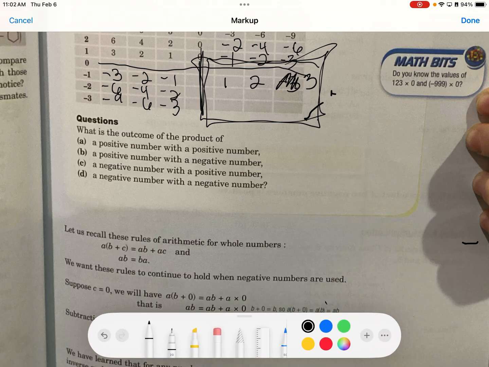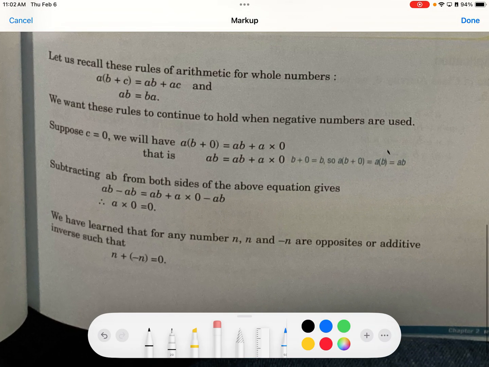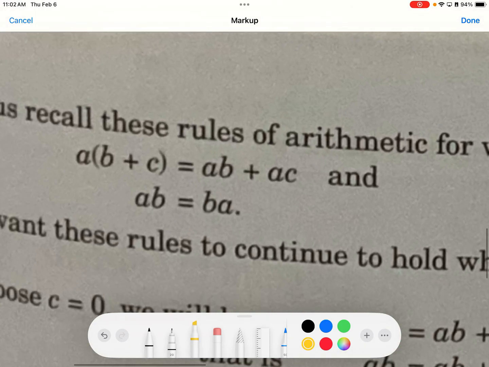So if we do one of these just with a number line, right? So Micah, if I write this number line, I can't do multiplication on a number line. Just kidding. All right, let us recall the rules of arithmetic for whole numbers. So we have A times B plus AC.